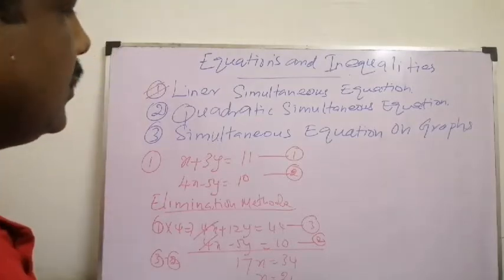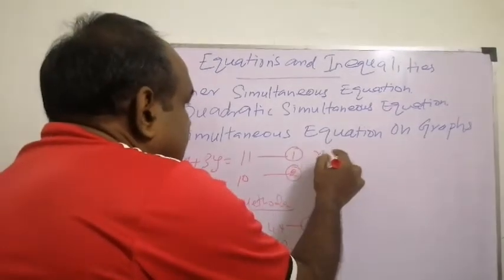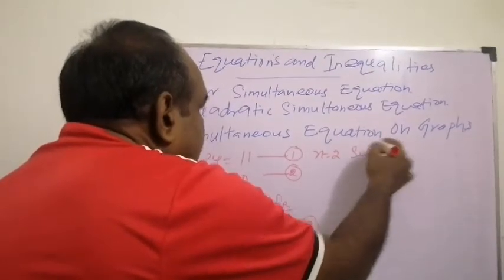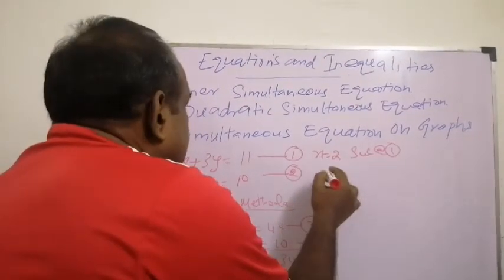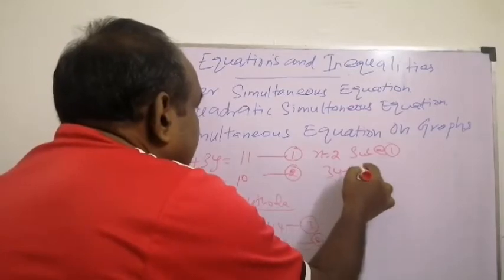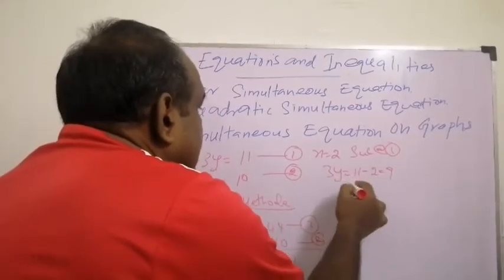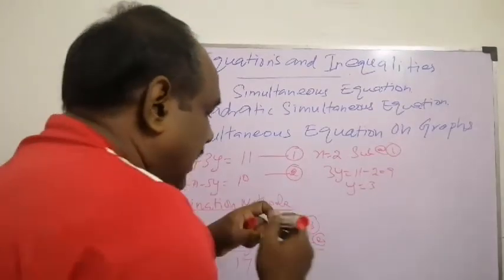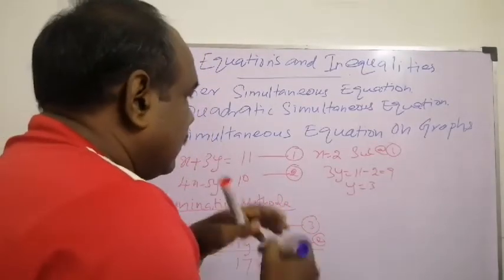When y is equal to 2, you can substitute it into equation 1. Then x is equal to 11 minus 6, which is 5. I don't want to do it that way. So now under the substitution method.